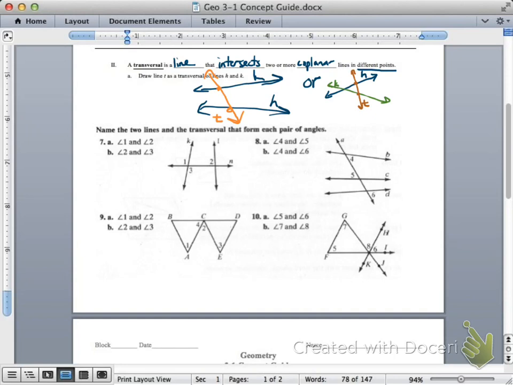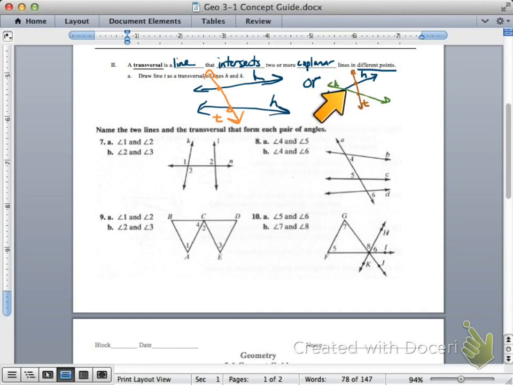It depends on which set of angles we're talking about. If we're talking about these 2 points here, T is intersecting H and K. T is the transversal of H and K. If we're talking about these points, where the pointer is now, and this blue line, H is the transversal of the 2 lines T and K. And then K can also be a transversal of these two.